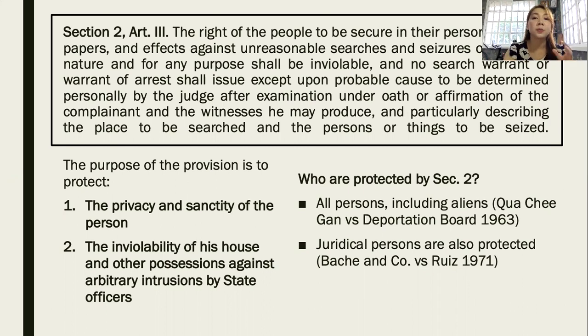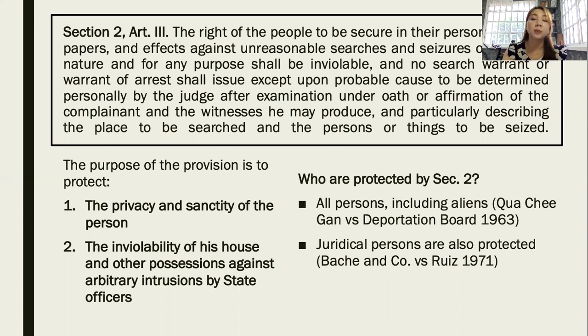So the right to privacy and the right against unreasonable searches and seizures, the rule here is that the right of the people to be secure in their persons, houses, papers, and effects against unreasonable searches and seizures of whatever nature and for any purpose shall be inviolable. So the purpose of the provision is to protect the privacy and sanctity of the person and the inviolability of his house and other possessions against arbitrary intrusion by the state officers.